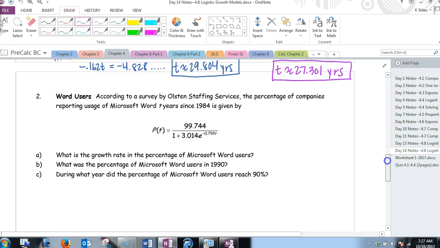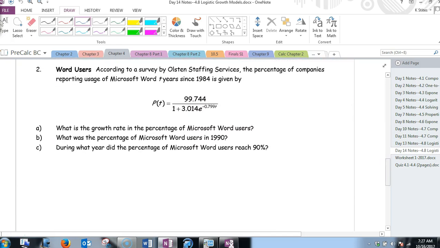All right, one more problem. According to a survey by Olston Staffing Services, the percentage of companies reporting usage of Microsoft Word T years since 1984 is given by this. Okay, remember this is your carrying capacity. That means that is the highest percentage of companies using Microsoft Word. And part A, what is the growth rate? Well, the growth rate is this guy. This would be 79.9%.